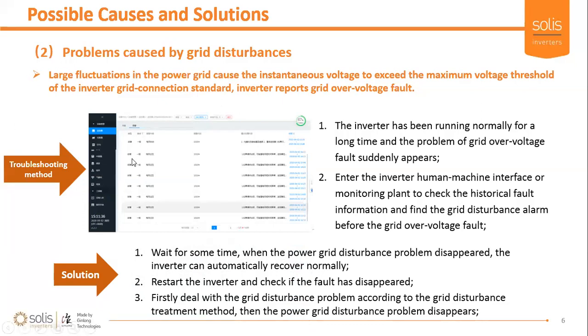Here we can see the grid over voltage fault alarms, and for this troubleshooting, this is the solution. We should wait for some time until the power grid disturbance disappears. The inverter can automatically recover normally. Secondly, restart the inverter and check if the fault has disappeared. First, deal with the grid disturbance problem according to the grid disturbance treatment method, and then the power grid disturbance problem disappears.